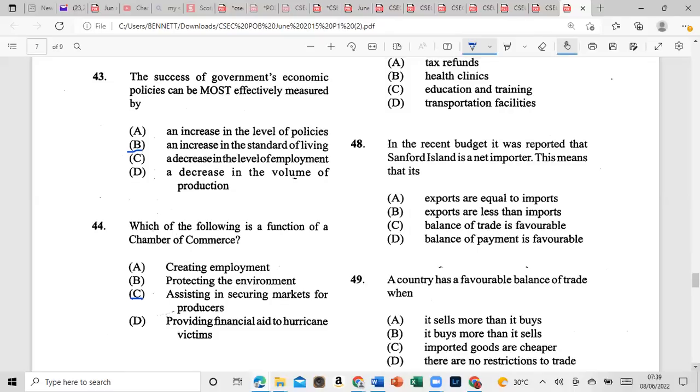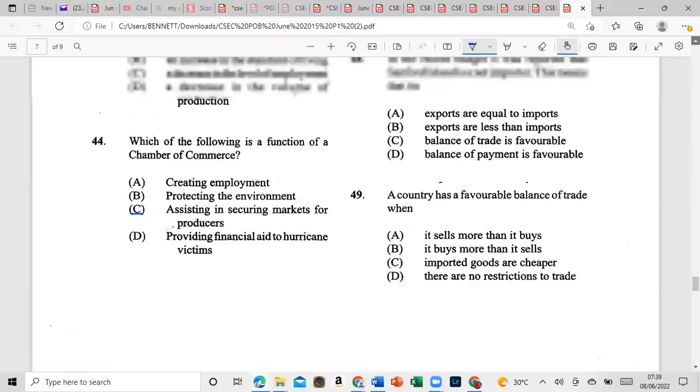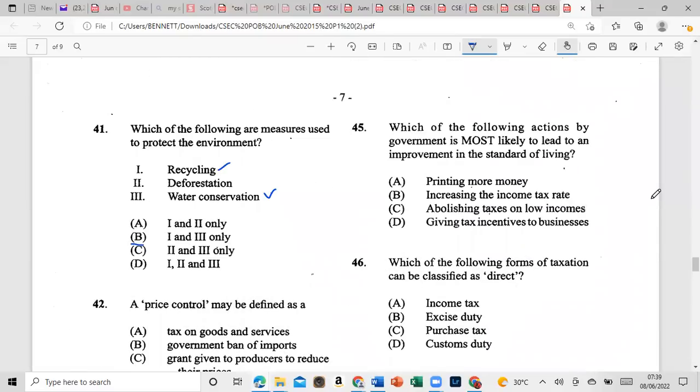All right, 45. Which of the following actions by the government is most likely to lead to an improvement in the standard of living? A, printing more money. B, increasing the income tax rate, that's more taxes. C, abolishing tax on low incomes. That's a good one. D, giving tax incentive to business.